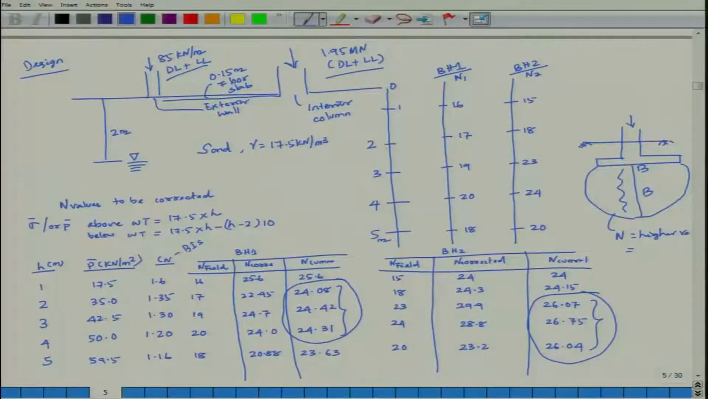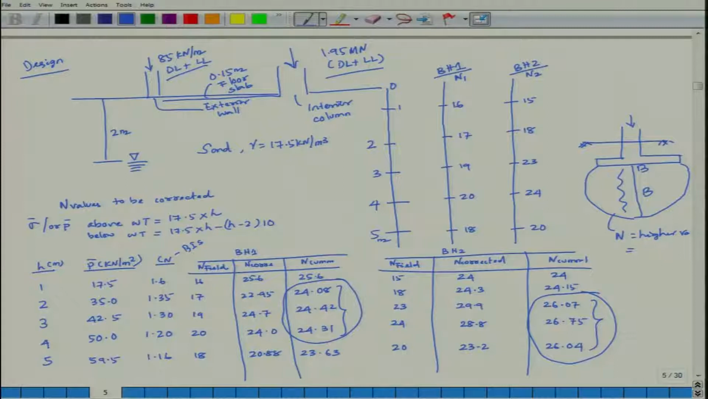Last two lectures I have solved two problems. Just for a review, foundations: shallow foundations in sand, shallow foundations in clay. First example was shallow foundation in sand. Here nothing has been assumed; rather, these have been based on the field data or the bore logs.